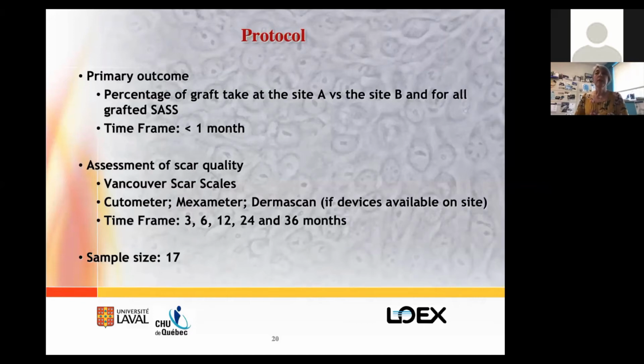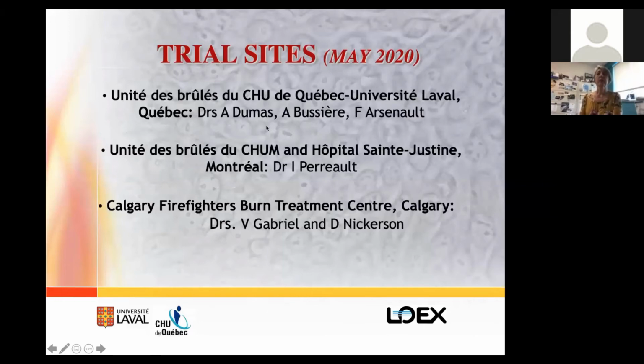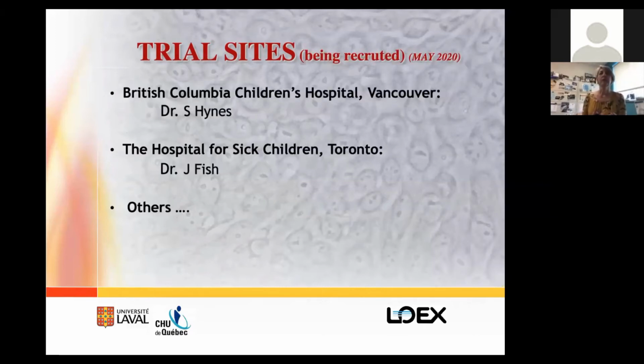To meet the principal objective, we have estimated that the number of treated patients must be 17. So at that time, we have 3 sites that have accepted to participate and randomize patients into the trial: the burn units of Quebec City, of Montreal, and of Calgary. And we have 2 other sites that are in progress, at Vancouver and Toronto. We need to obtain ethical authorization to start patient treatment. And of course, we want to recruit other sites, our aim being to recruit all the burn units of Canada.